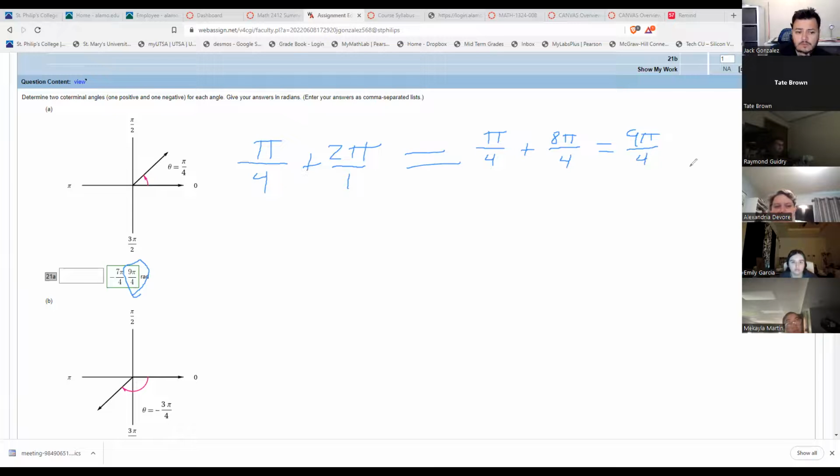So to get one of them, you add 2 pi. To get the other, you subtract 2 pi. That's all they did to get coterminals for angles in radians instead of degrees. Okay, nothing crazy.